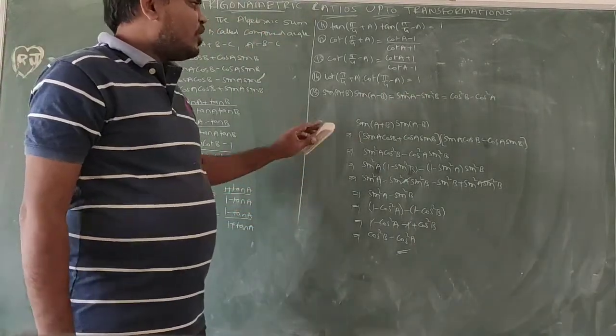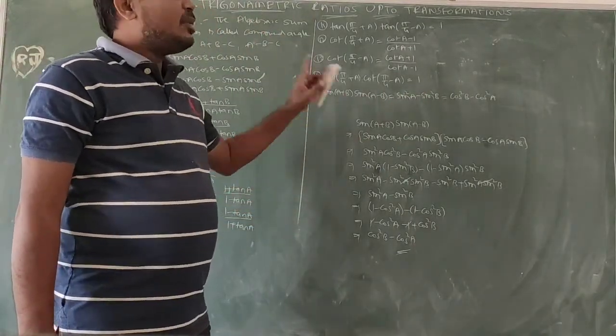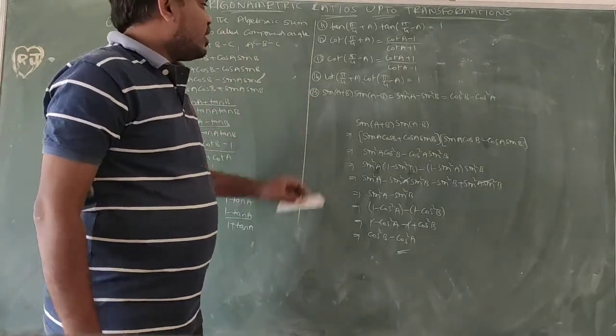Okay, so actually the proof is not important. So we must remember this formula. This is the important thing. Next, 16th.